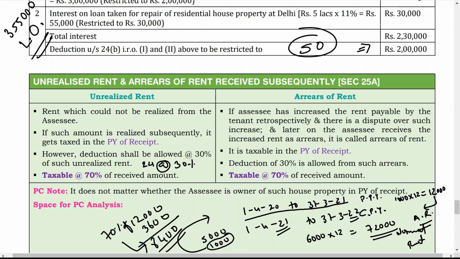It does not matter whether the assessee is the owner of such house property in the previous year of receipt. It may be possible that in the year of receipt the assessee is not the owner of the house property. In that case also the rent is taxable in the hands of the owner, because it is the income of the previous year, not of the assessment year. So it is not necessary that in the assessment year he is the owner. Even though he is not the owner, it is taxable in his hands only, because he was the owner in the previous year for which we are calculating the income.